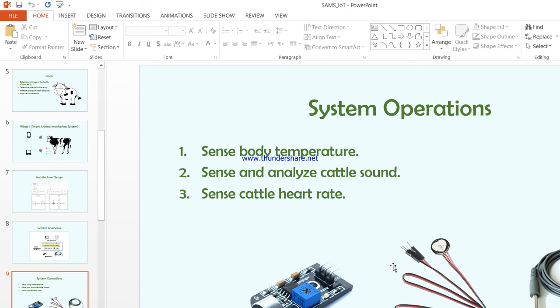System operations. First, we have the body temperature sensor, which senses the body temperature of the cow and detects the diseases which are related to the temperature. Second, the sound sensor, which senses and analyzes the cattle sound for expecting the breeding season of the cattle. Third, heart rate, which senses the heart rate of the cattle.